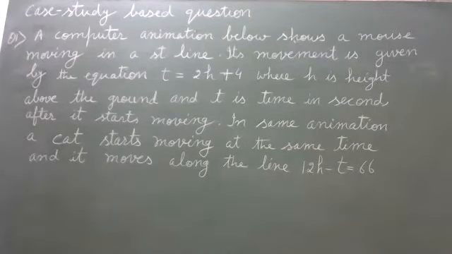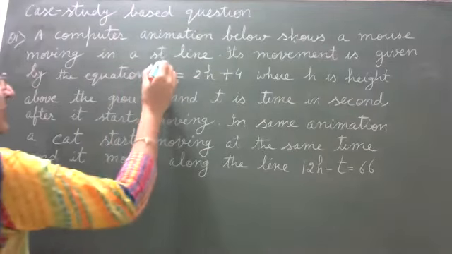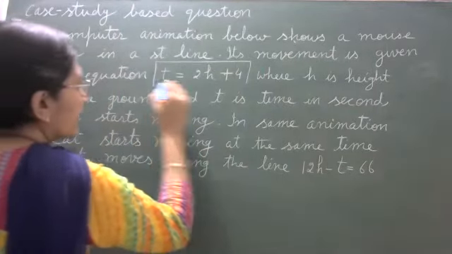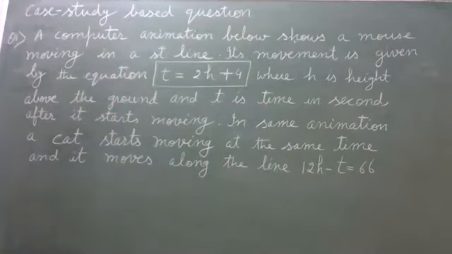Case study based question from chapter 3. A computer animation video shows a mouse moving in a straight line. Its movement is given by the equation. So first equation we are given here: t is equal to 2h plus 4, where h is the height above the ground and t is the time in second.